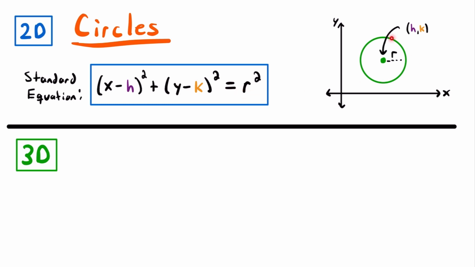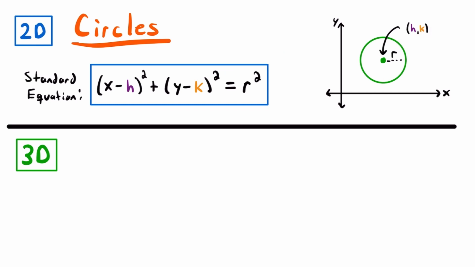All right, so here's our circle graphed in the 2-dimensional coordinate system. The radius is the distance from the center to the outside of the circle. That's the value that's being squared in this equation. And then the center of the circle is represented by the point h comma k. Whatever h is, that's the x coordinate of the center, and whatever k is, that's the y coordinate of the center of the circle.